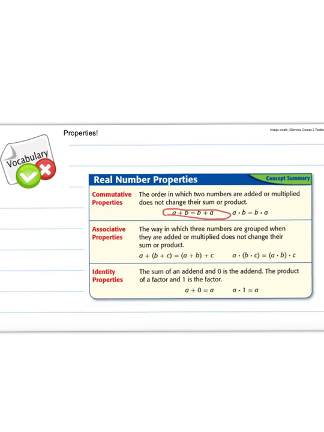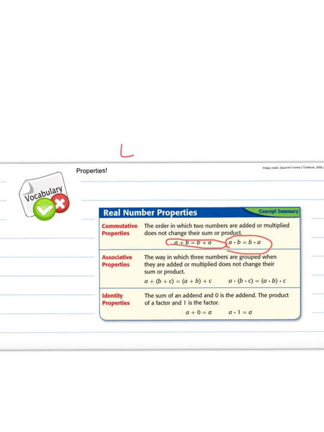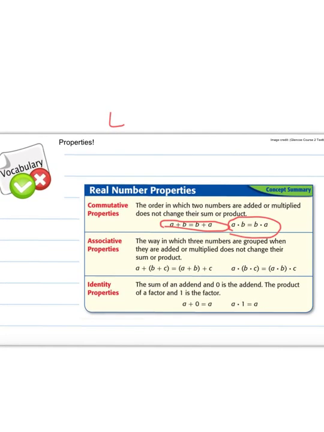So the commutative property is telling us that the order in which a number is added or multiplied will not change the answer. So A plus B is the same as B plus A, and A times B is the same as B times A. So 4 plus 1 is the same thing as 1 plus 4. Same thing, 1 times 4 is the same as 4 times 1.